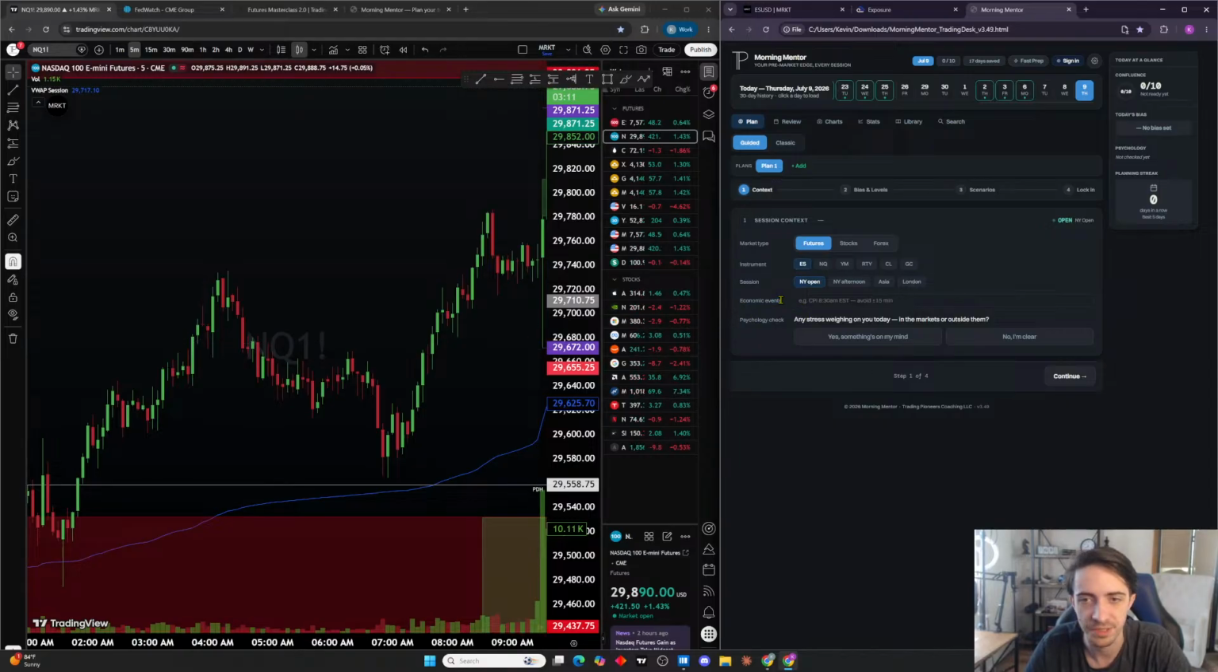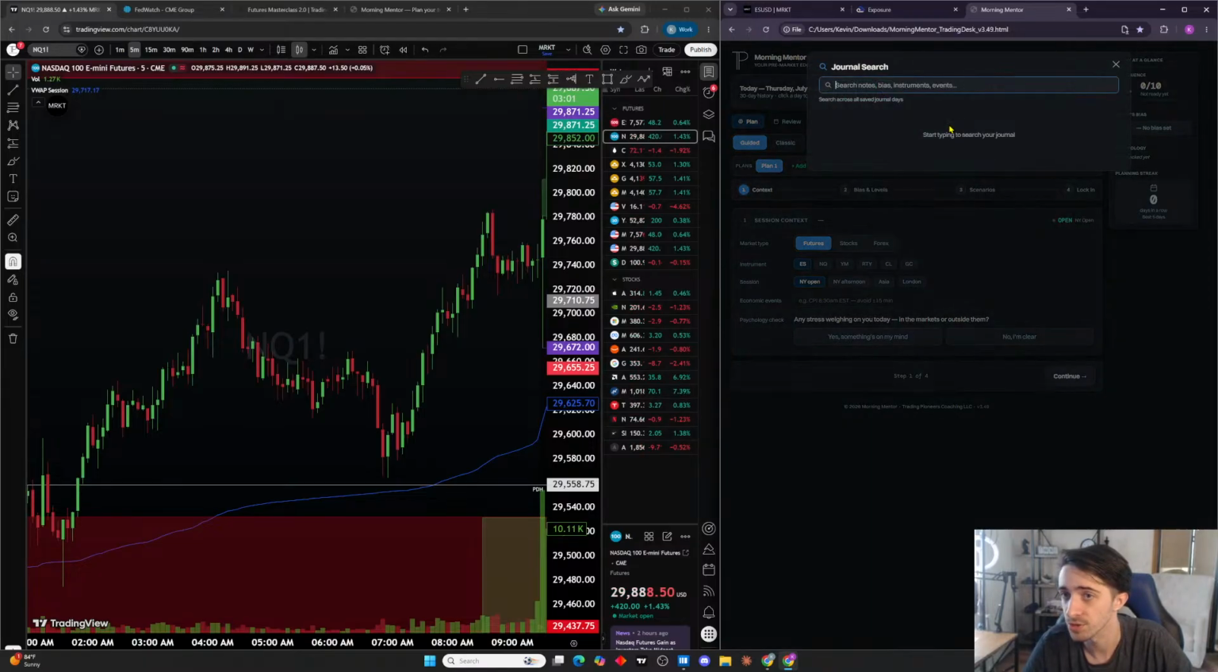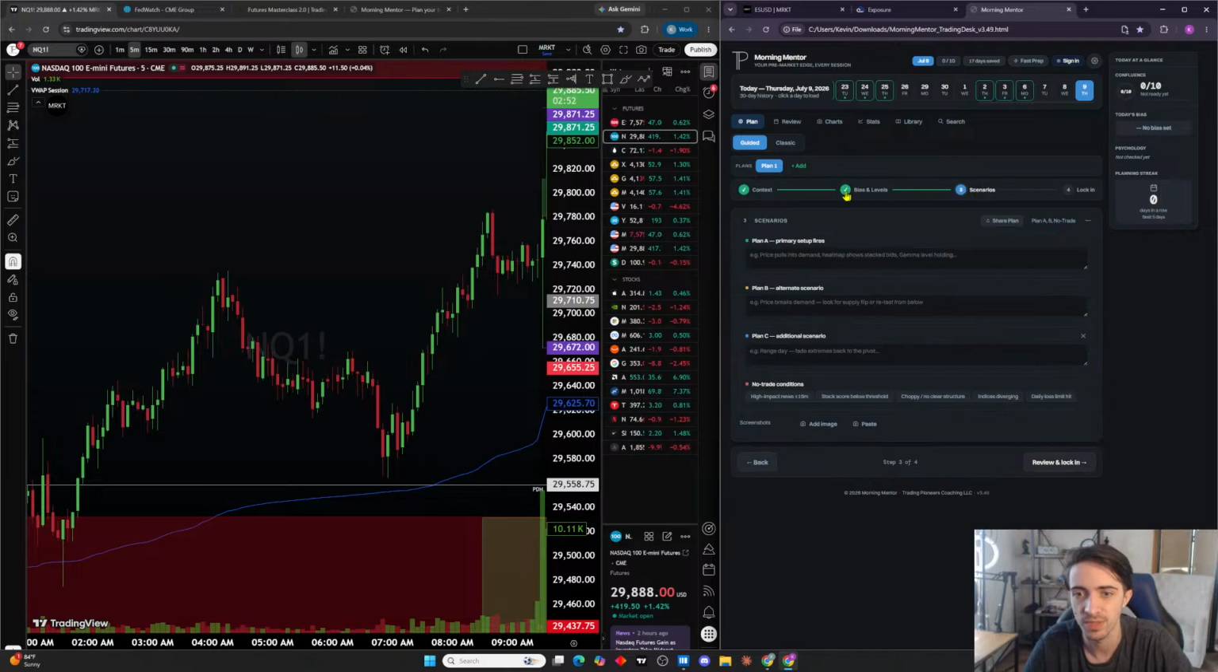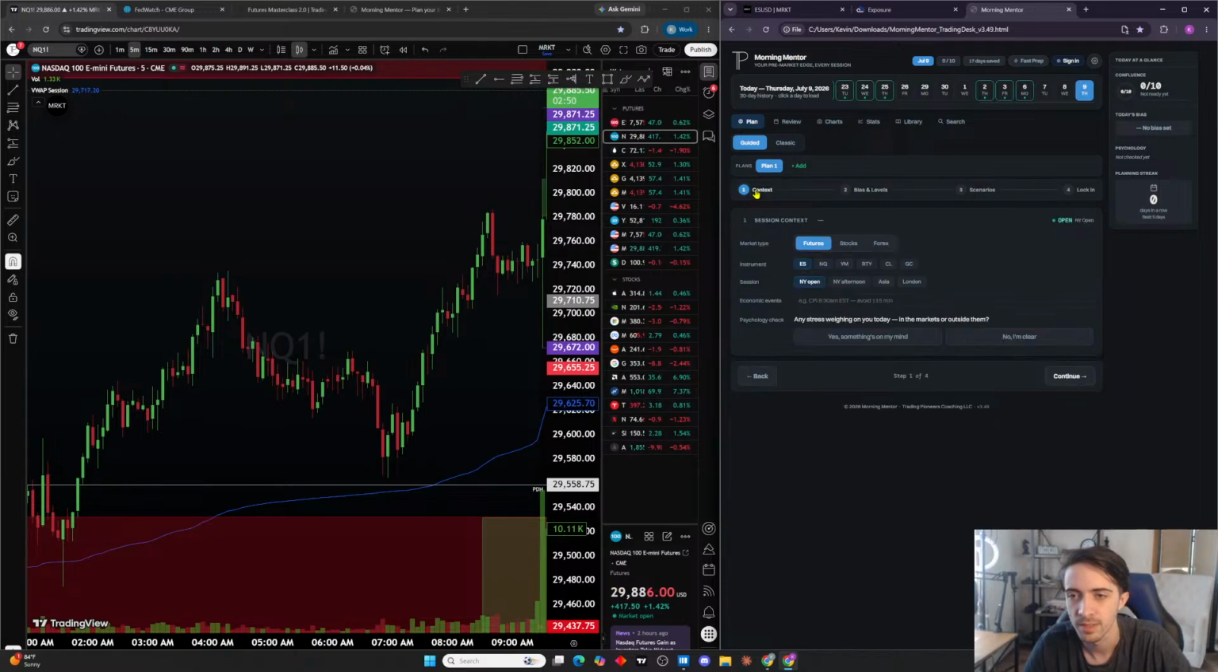Okay, economic events. It's already reminding you. Check to see if we have any economic events today. Do we have anything? You write it down, CPI. You write it down, nothing. Whatever you want. There's a search tab too, so it's important that you do journal it properly, where you write CPI if it's CPI. So look over here. Economic event, psychology check.